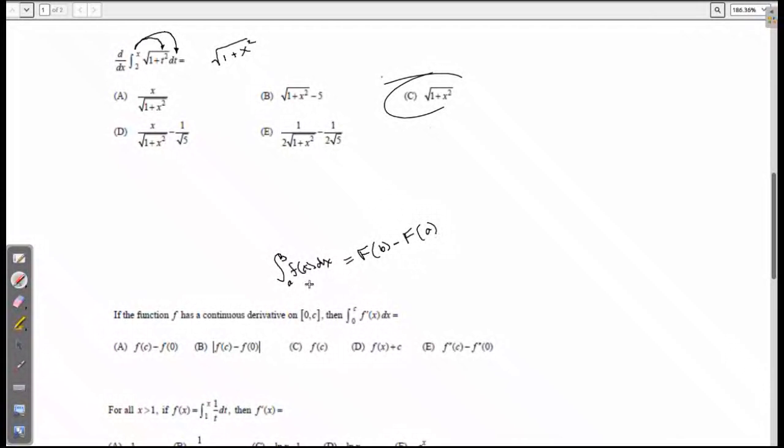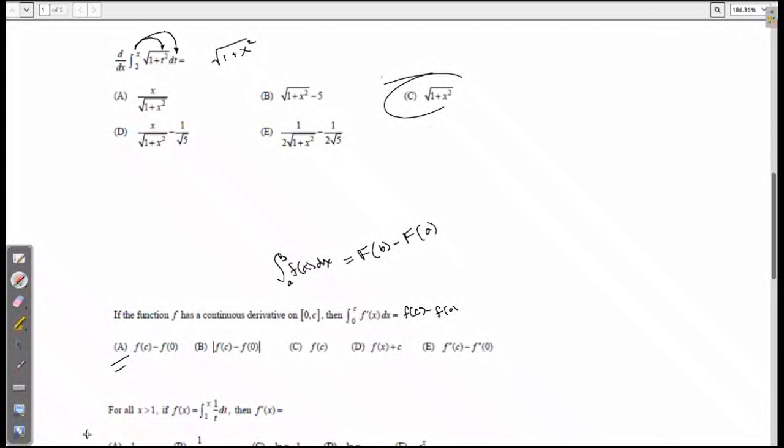Well, here the antiderivative of f prime is f. So what we're really looking for is just f of c minus f of 0. And that ends up being choice A, our best answer.